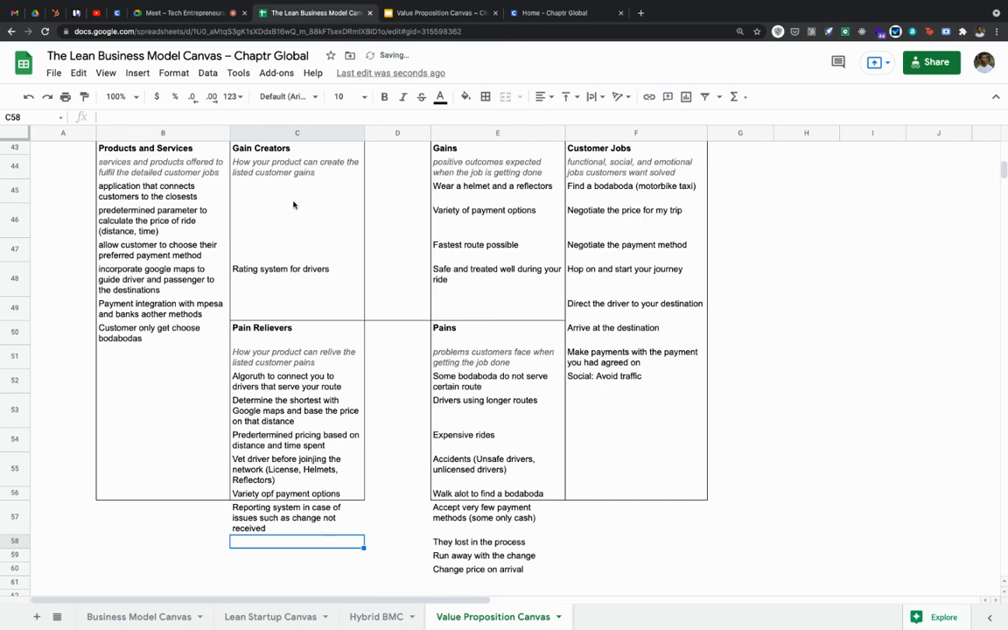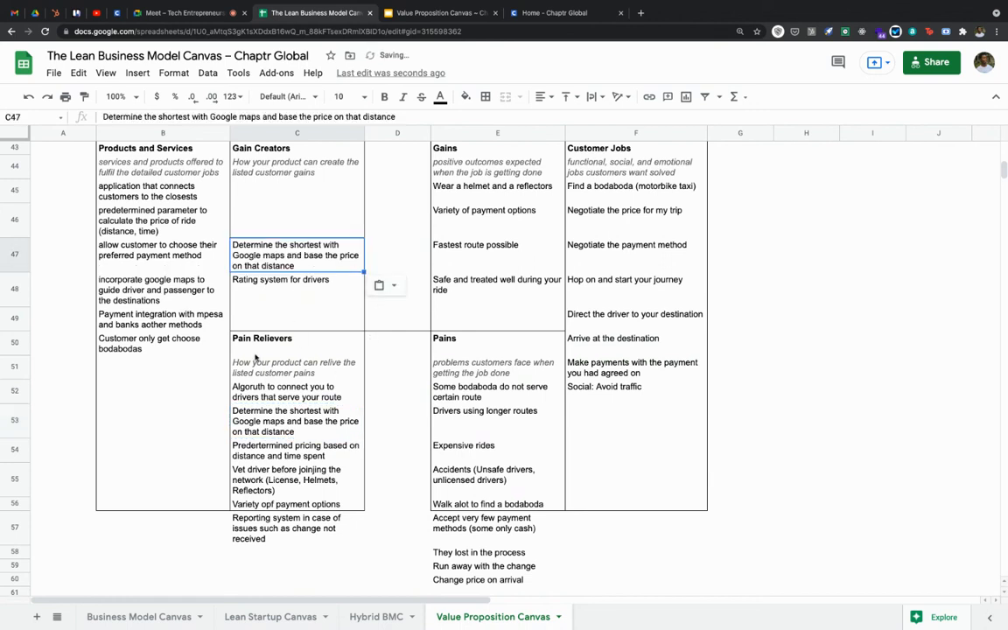Okay, now let's talk about here. Safe and treated well during your ride. We say the rating system for drivers will incentivize that. Fastest route possible, I think this will still do the same for us. So predetermined. Once again, some of the pain relievers might be gain creators at some time. Variety of payment options. I think this is something that we'll also tend to have. So we will have payment integrations with different sort of options, the common options in any market.